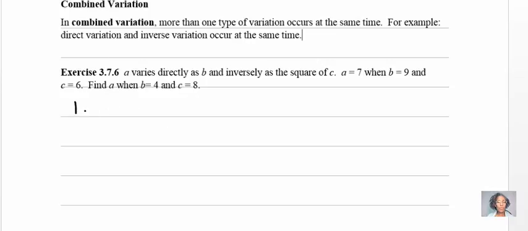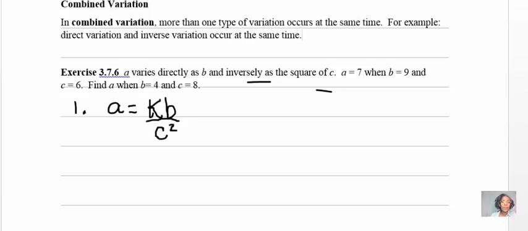So let's do step 1, which is to write an equation. A varies directly as B, so A is some constant times B, and inversely as the square of C. So inverse variation means I'm going to divide by whatever follows this phrase inversely as. And so this is telling us A varies inversely as the square of C. So I take C and I square it. So our equation in this case is A equals KB over C squared.